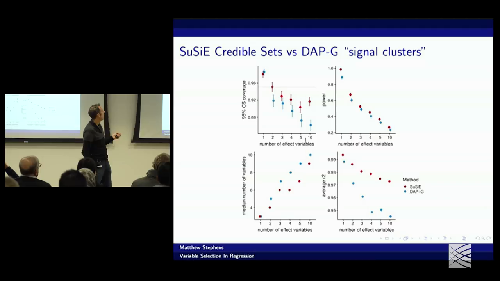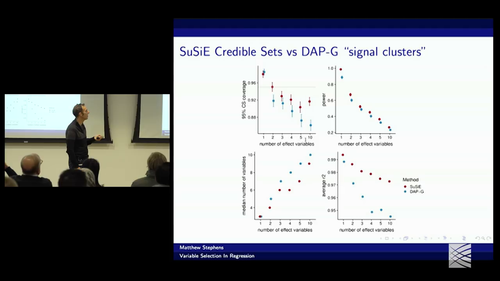Okay, so what you can see is DAPG also isn't too bad. Its coverage is above 88%, or 86%, 87% somewhere, but always below SuSiE, or they're similar here in the one effect case. And then you could ask, well, what else should I ask about these sets?